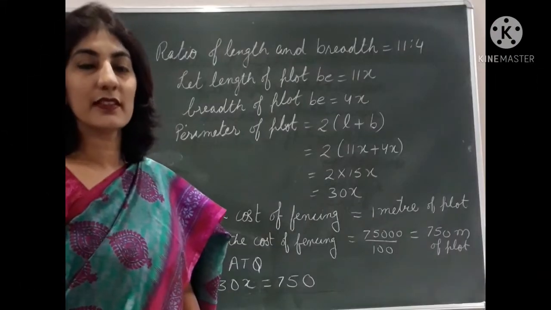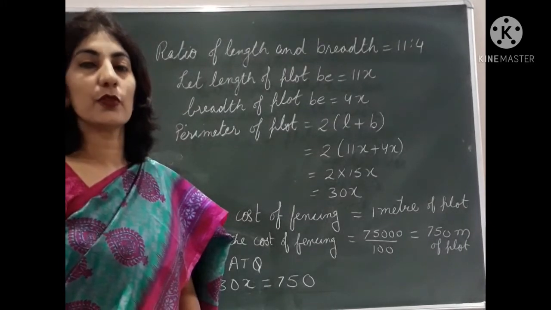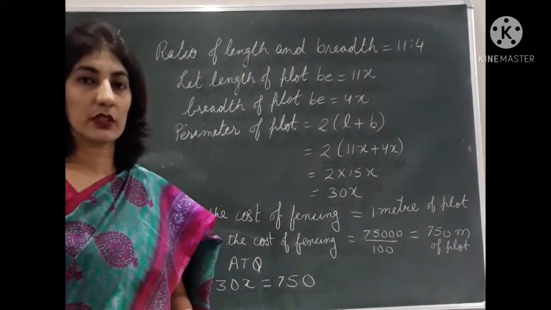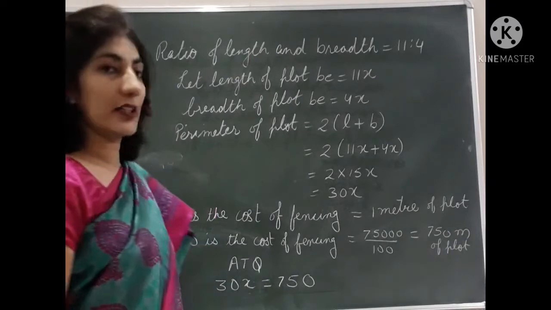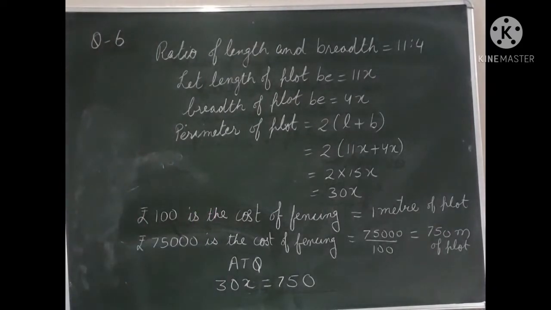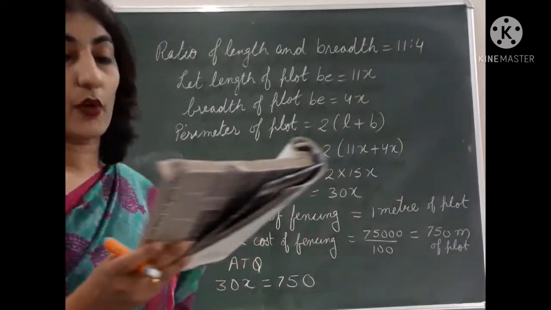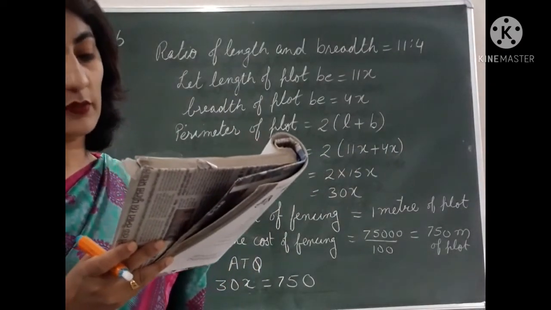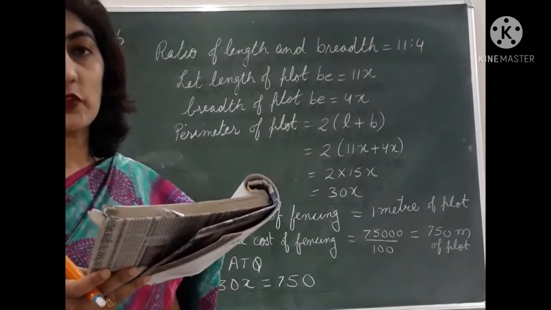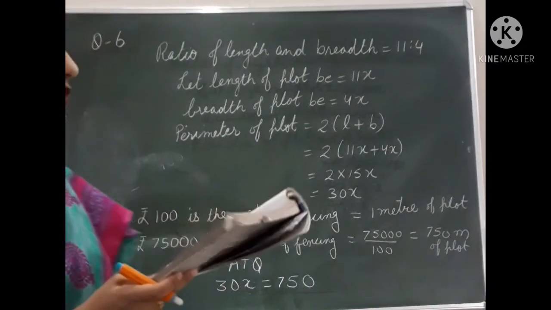Good morning students. Continuing exercise 2.4, today we will do question number 6 to question number 10. Let us start with question number 6. Question number 6 is, there is a narrow rectangular plot reserved for a school in Maholi village. The length and the breadth of the plot are given in ratio 11:4.